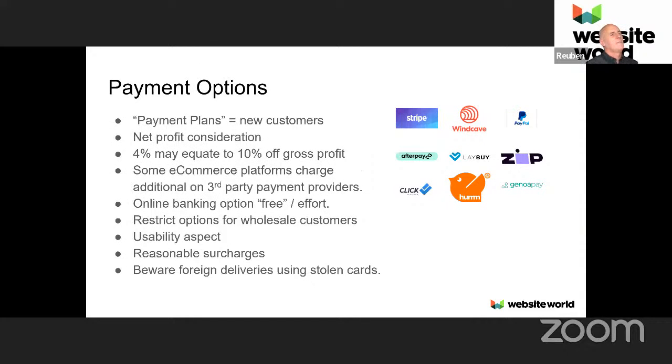Payment options are an interesting one. Definitely the new payment plan, buy now, pay later payment offerings like Afterpay, Lay-by, Zip, Genoapay, Humm, etc. They're all quite popular, and you will gain more customers because you're offering those services. However, they do tend to cost a little bit more percentage-wise. You might be getting 2 to 3% on your credit card transaction fees, but you may be paying 4 to 5% on these sorts of services.